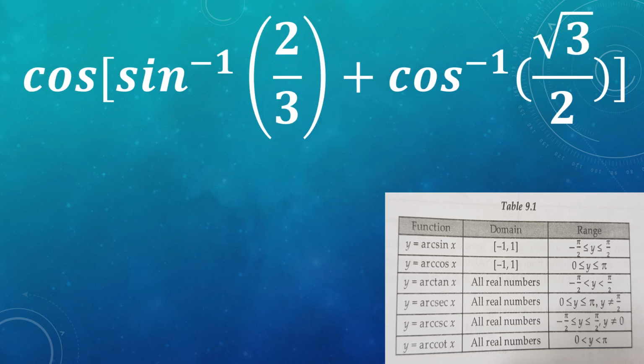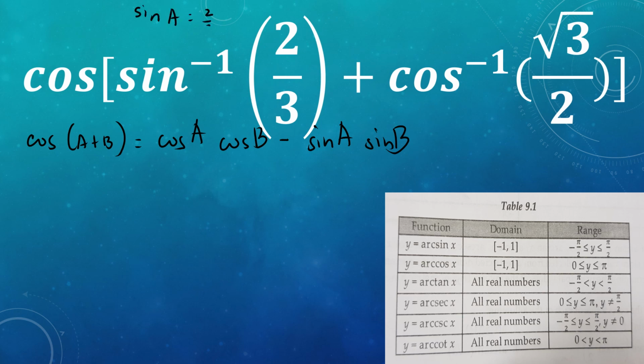Let's try another example. Cos of arcsine of 2/3 plus arccos of square root of 3 over 2. So it's just simply cos of A plus B, which is equal to cos A cos B, and then since that's plus, we're going to use minus sin A sin B. So we have sine A, which is equal to 2/3. So therefore, we need to find cos A.